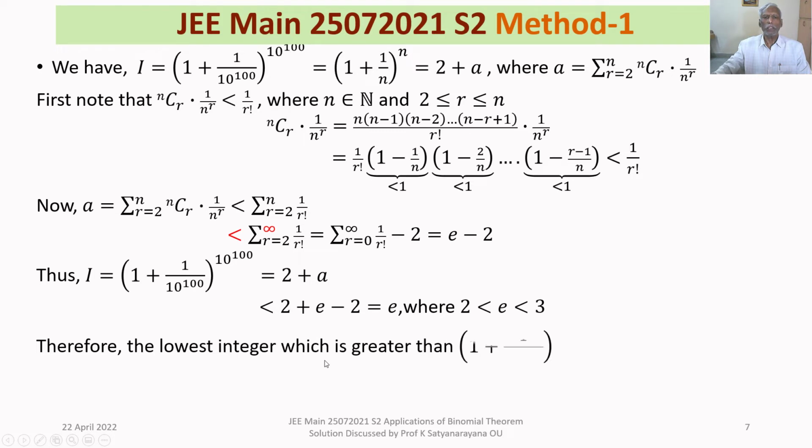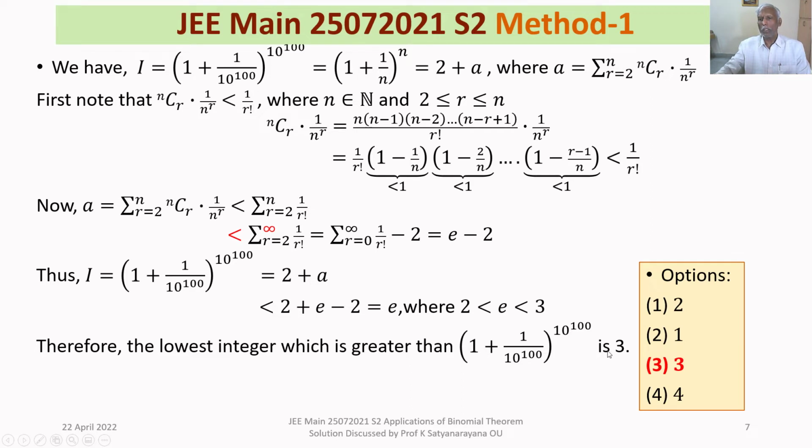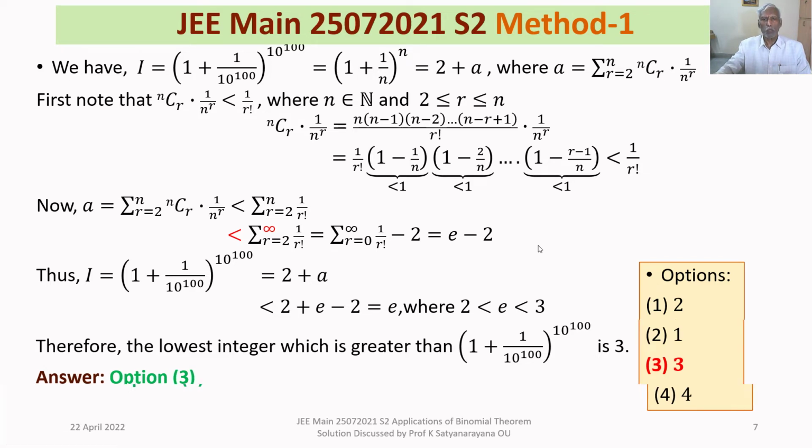Therefore, the lowest integer which is greater than (1 + 1/10^100)^(10^100) is the next integer, that is 3. So we have our answer, 3, which appears as option 3. Therefore, our answer is option 3. So that is the discussion of the solution of this problem by the first method. This is the first method. I will now show you the second method.